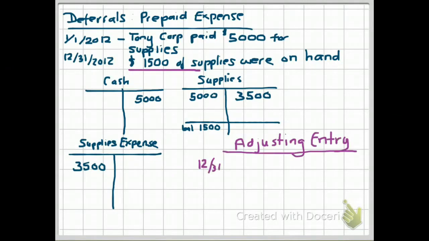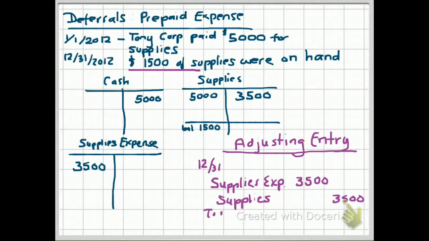It's going to have the date, which is end of the period, end of the year, 12/31. You're going to debit supplies expense. You're going to credit supplies for $3,500. The description for your journal entry would be to record supplies used during the year.